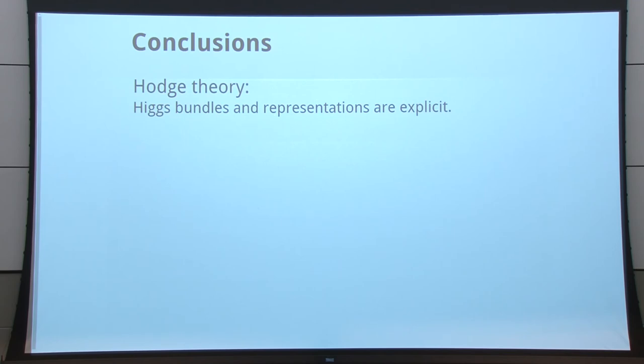Okay, so what are the conclusions that I want to draw? The first thing is that in Hodge theory, it's possible to make Higgs bundles and representations explicit. You get both the representations, the matrices for the monodromy, in your hands, but you also have the Higgs bundles, because essentially variations of Hodge structure are very special kinds of Higgs bundles with some very degenerate properties of the Higgs field. There's the C star action, and in particular, they're fixed points of the C star action. So Hodge theory is a nice place where these two objects are both very explicit and computable.